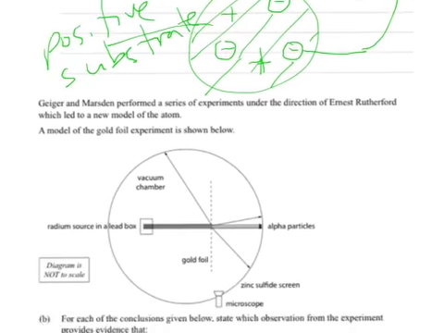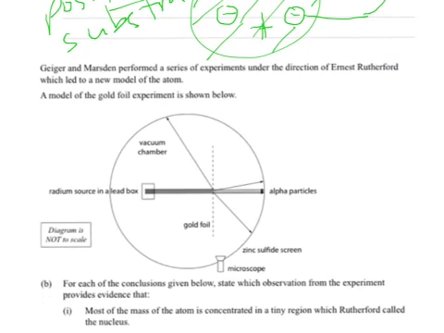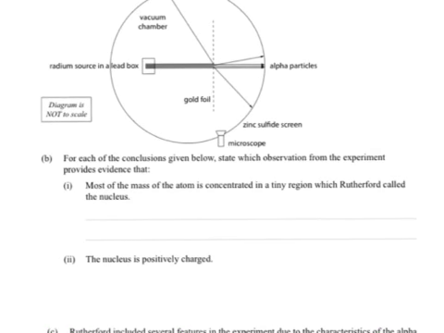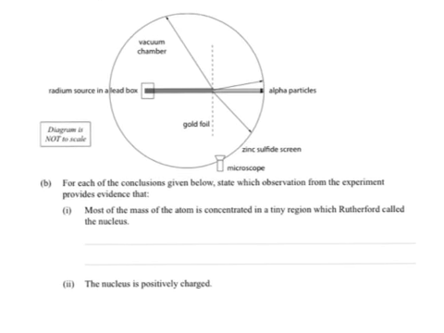electrons. Anyway, moving on. Geiger and Marsden performed a series of experiments under the direction of Ernest Rutherford. It's nice to give them a little bit of recognition. Rutherford tends to take all the credit. Anyway, this led to a new model of the atom, a model of the gold foil experiment shown below. Not going to get into detail on that. As you study it, you can see exactly what's there. We're just going to get straight into the questions.